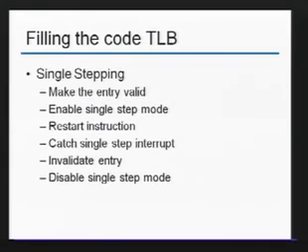To fill the code TLB, though, it's a bit more complicated. I don't have anything nice and easy like a page table walk. So I use a single stepping mode in the processor. Single stepping mode is a mode that you can set so that the processor will run one assembly instruction and then throw an interrupt for the operating system to intercede. So what I do is I make the page table entry valid by grabbing the entry from the code page table. I enable single step mode, and then I restart the instruction that faulted. So now that one instruction will run. That'll cause the instruction TLB to be filled, and then I can catch that single step interrupt, invalidate the page table entry, disable single step mode, and let the system continue to run at full speed.